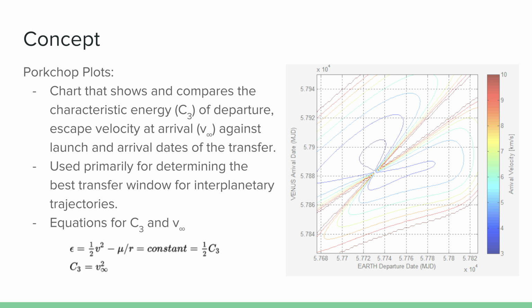Next is porkchop plots. We all know what these are. These are simply plots that compare the various parameters at departure and arrival in order to determine the best transfer window between two bodies. An example of one of these is given on the right. This one's only comparing the arrival velocity, but you can add in C3 as well.